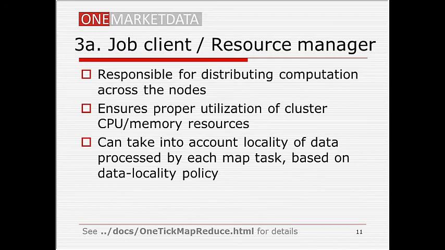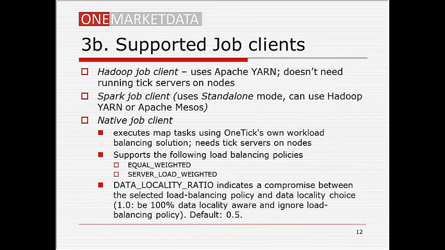The third component of the Hadoop architecture we're going to look at is job client. It decides which node works on which split. To do that, it can take into account both the CPU load on each node as well as the data distribution based on the data locality policy. We support the following job clients. The Apache Yarn, which comes with Hadoop. It doesn't require us to have OneTick servers running on each node, but we do, however, need to have OneTick distribution installed on each node.